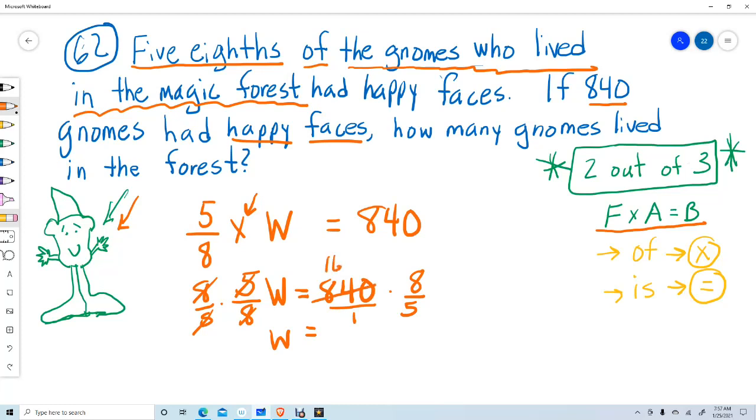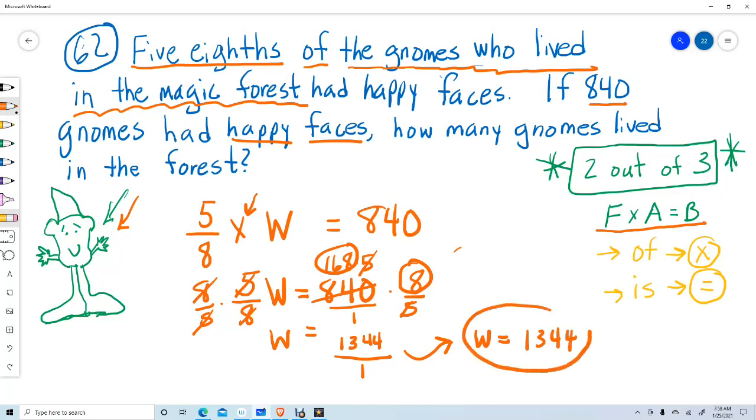840, you can rewrite that as 168 times 5 for the purpose of canceling these 5s. That gives you a much easier number to work with. 168 times 8 is 1,344 over 1, which is all that's left as my denominator. And so that's just simply 1,344.